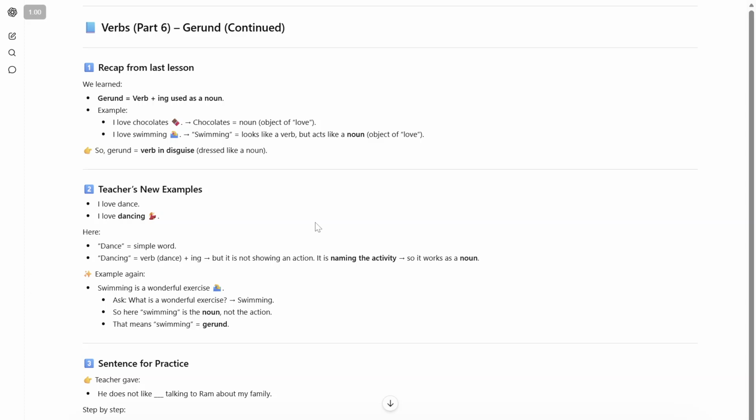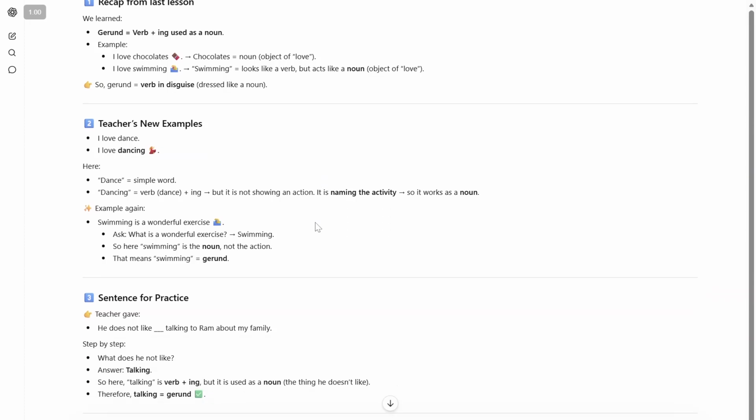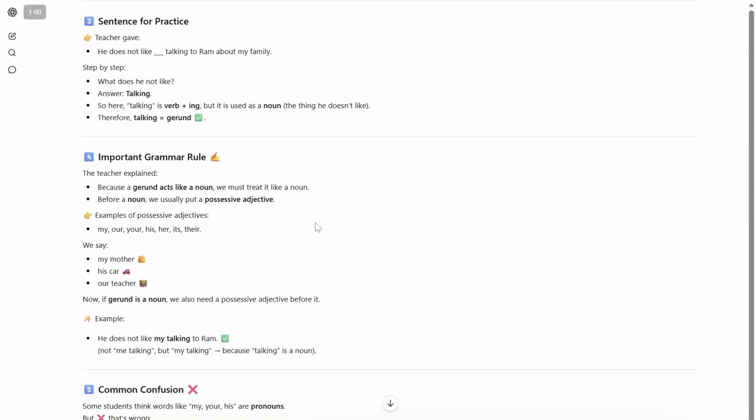Teacher's new examples. I love dance. I love dancing. Here, dance equals simple word. Dancing equals verb, dance plus ing, but it is not showing an action. It is naming the activity, so it works as a noun. Example again. Swimming is a wonderful exercise. Ask, what is a wonderful exercise? Swimming. So here swimming is the noun, not the action. That means swimming equals gerund.